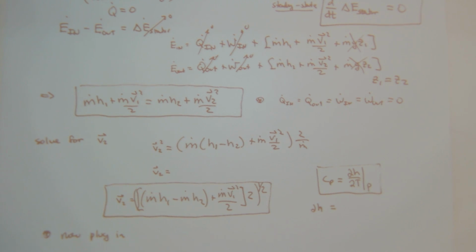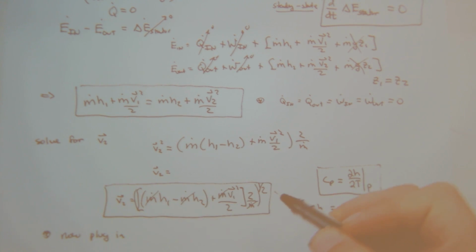Question? Wouldn't your m dots go away because you're multiplying by 2 over m dot? Yeah, they might. Probably. Yeah, it ends up just being 2 times H1 minus 2 times H2 plus V1. Yeah. So it's like that. Yeah. Thank you.